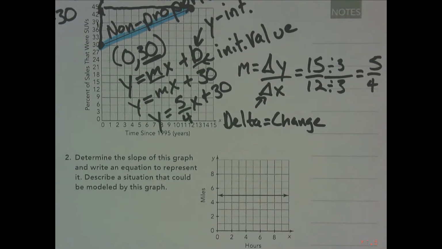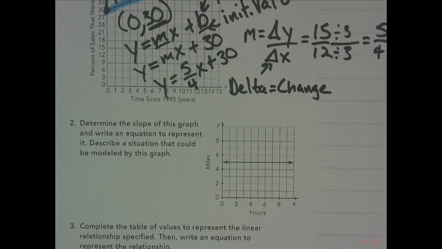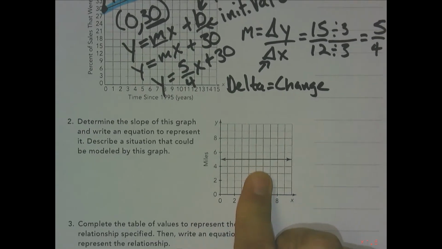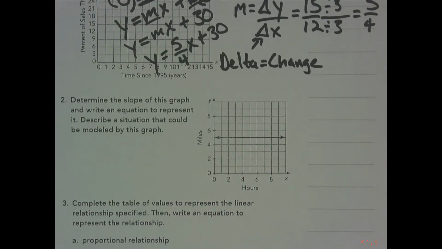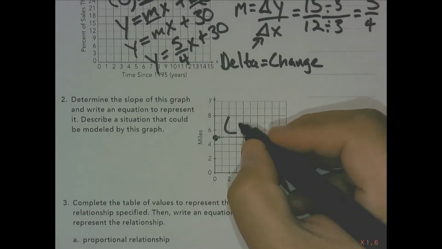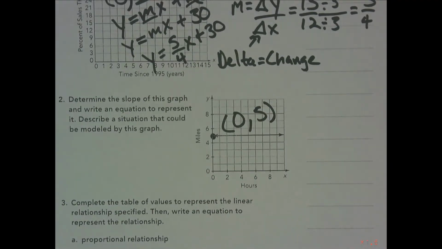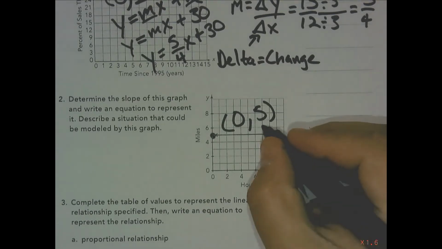Now, here's an interesting one. Question number 2 gives us a different graph. It says, determine the slope of this graph and write the equation to represent it. So this is interesting. I'm going to try to figure out what this graph is. The first thing I could do is figure out, where does it cross the y-axis? Well, it looks like it crosses the y-axis at 0, 5. So now if it crosses at 0, 5, what is the y-intercept?